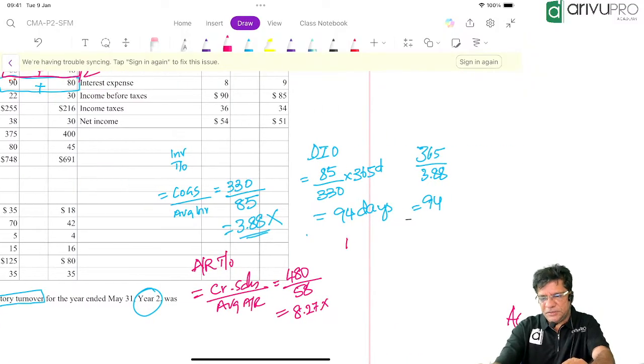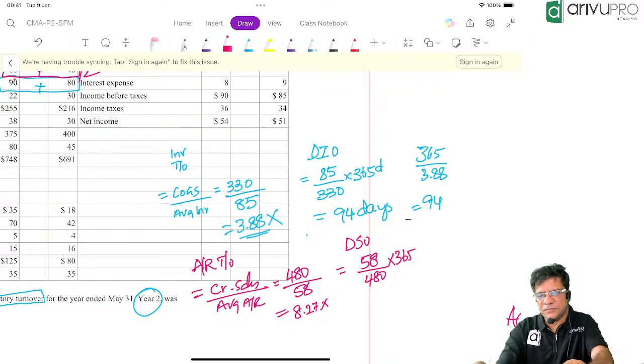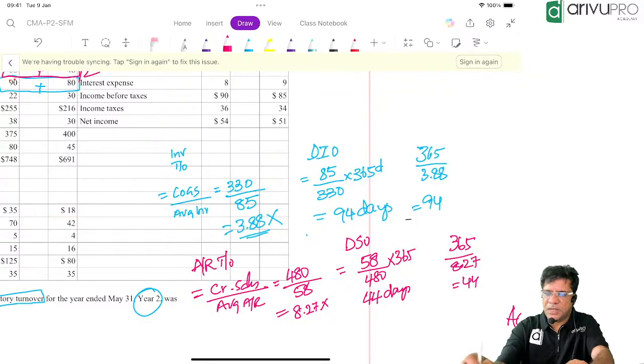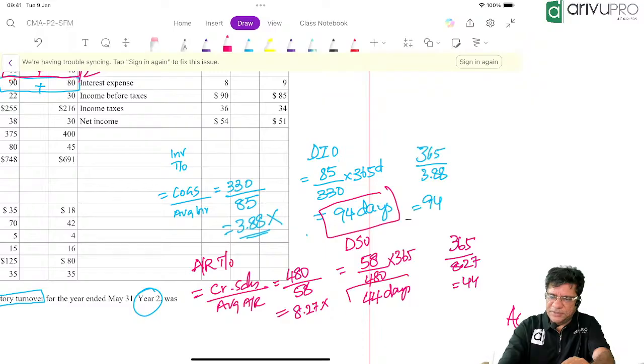Okay, DSO. 58 divided by 480 into 365. How much? 44 days. Or 365 divided by 8.27 should get 44. Now 94 days plus 44 days is equal to operating cycle. How much is that? 138 days.